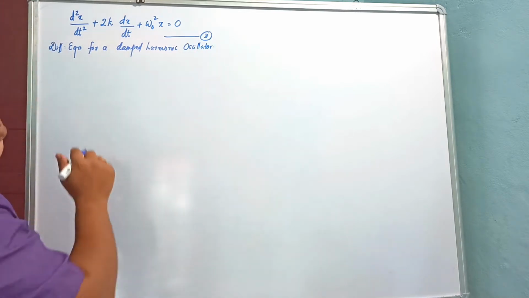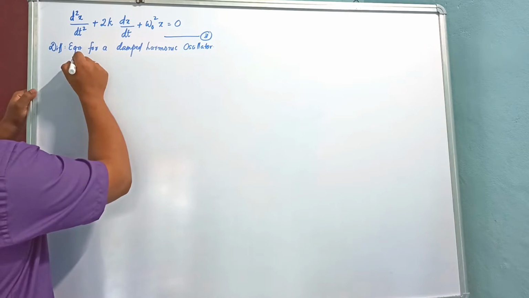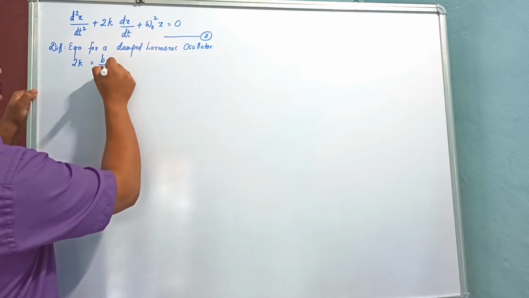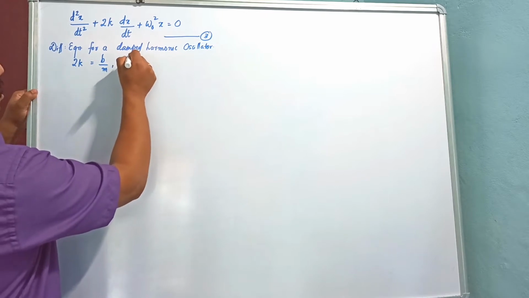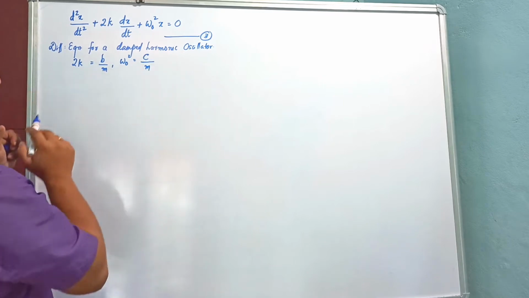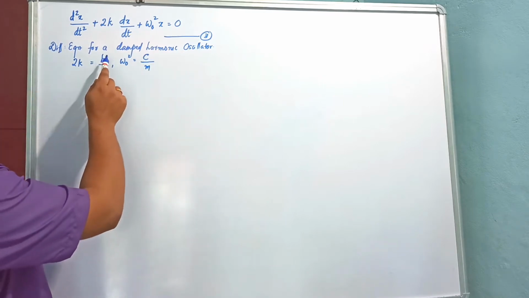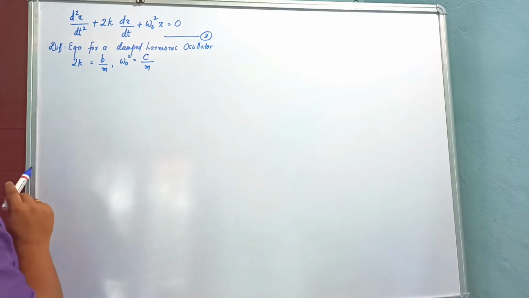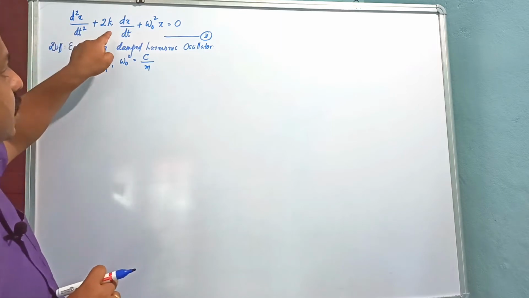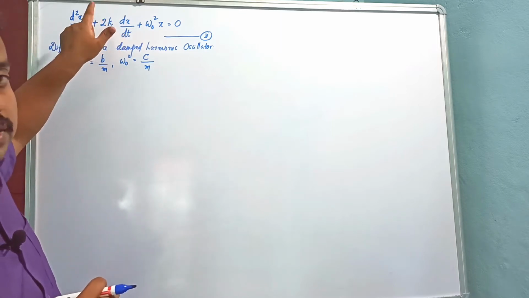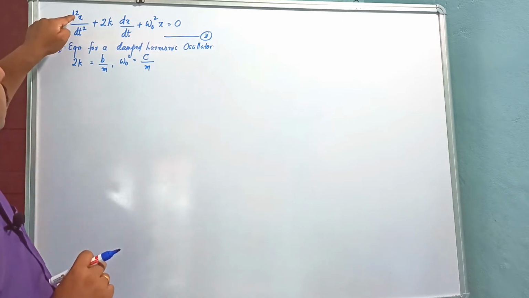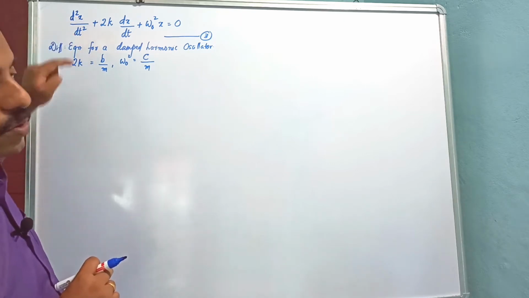Okay, and we have seen that in the previous video 2k is equal to b by m and omega 0 square is equal to c by m. In some textbooks, instead of b, gamma is used, so don't be confused with that. So today our problem is we have to find a solution for this differential equation, that is in terms of x with respect to t.